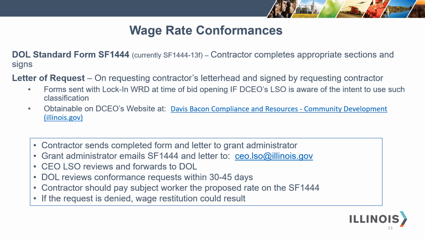The contractor should pay the subject worker the proposed rate that is on the SF 1444. Please note that wage restitution could result if the Department of Labor denies the request.